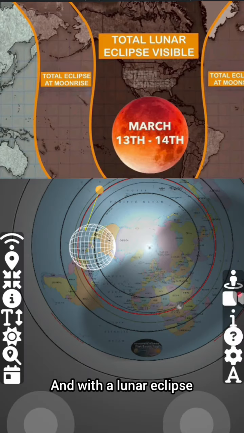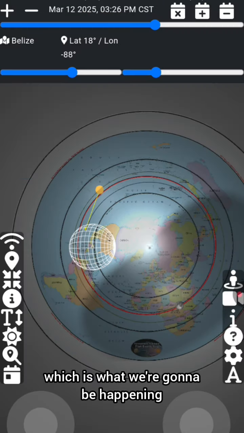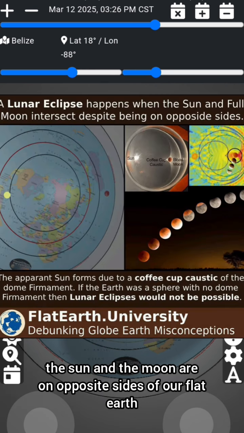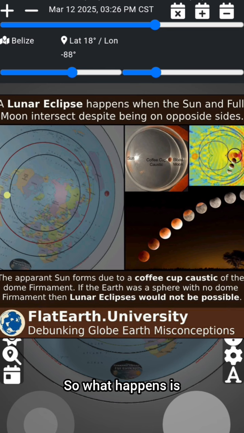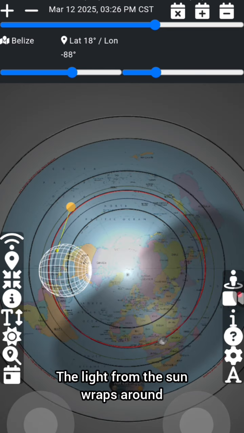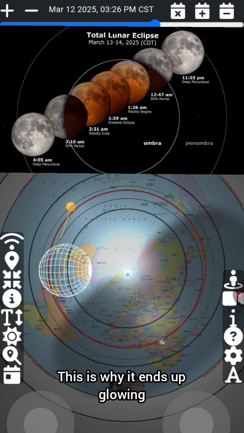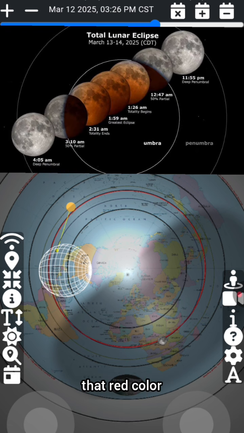With a lunar eclipse, which is what we're going to be looking at, the sun and the moon are on opposite sides of our flat Earth. So what happens is the light from the sun wraps around and focuses right on the moon. This is why it ends up glowing that red color.